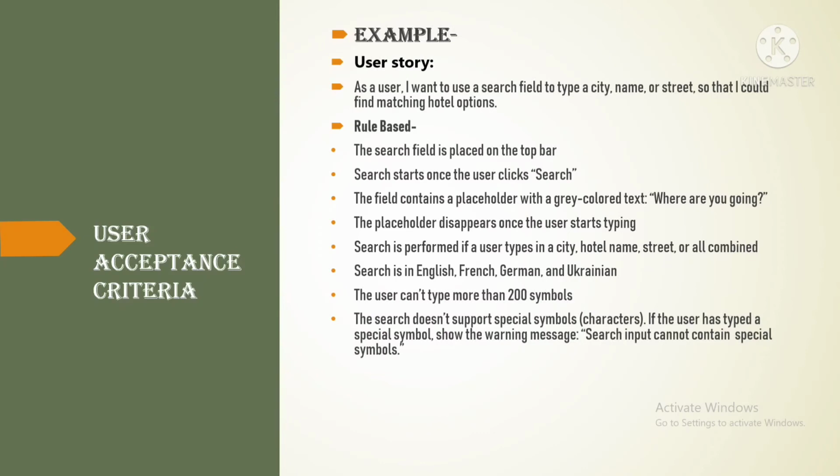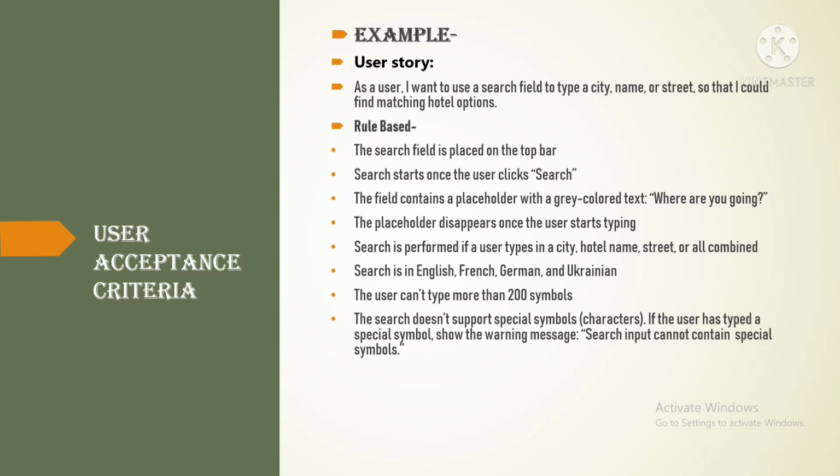The user story is, as a user, I want to use a search field to type a city, name or street so that I could find matching hotel options. Now let's see how we can write the checklist. The search field is placed on the top of the bar. Search starts once the user clicks search. The field contains a placeholder with grey colored text: Where are you going? The placeholder disappears once the user starts typing.